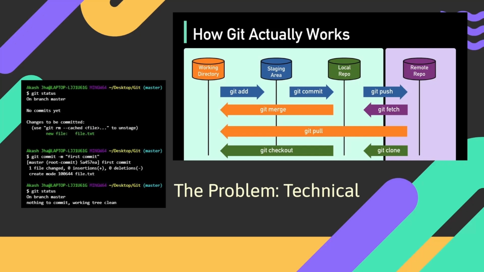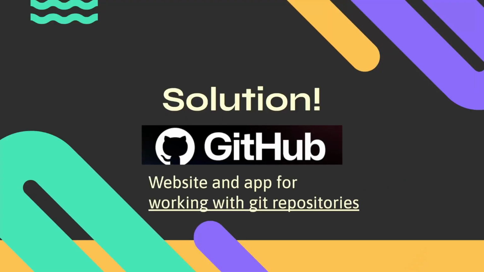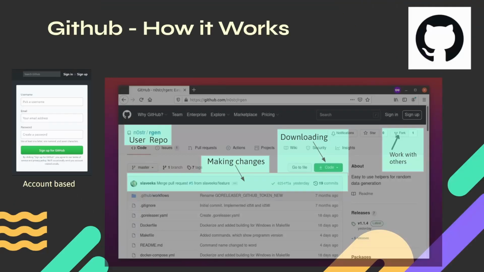But most people in FRC use the better alternative, which is GitHub. GitHub is based off of Git, as the name suggests, and it's a website and app for working with Git repositories. It makes everything a lot easier. Essentially how it works is you have an account, login, username, email, password, you know the drill, and it allows you to see any repositories that you have online altogether. And even better, you can see other users' repositories that they've published.